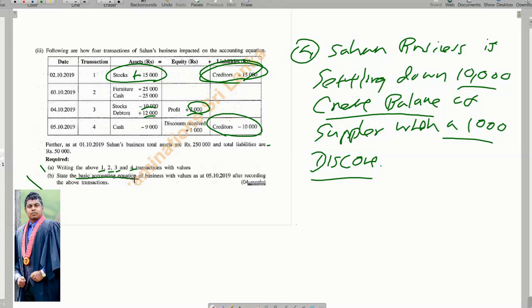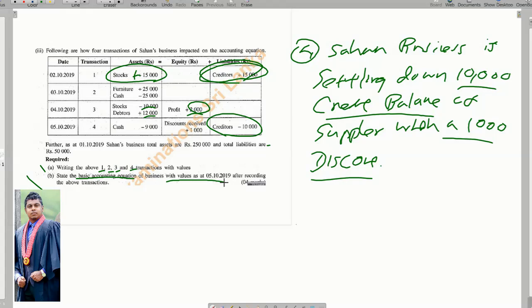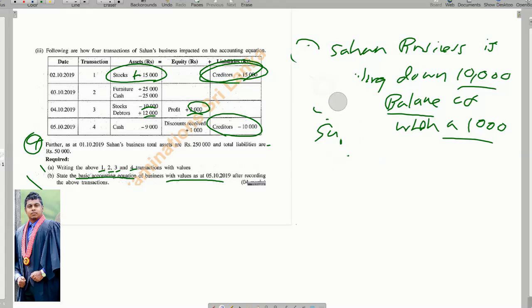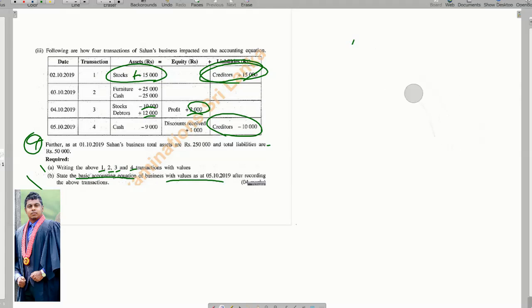And then we can move to the second part, the requirement. Under B, it says: state the basic accounting equation of the business with values as at 5th of October 2019 after recording the above transaction. Under the additional note, it says that further, as at 1st of October 2019, Sahan business total assets are given and total liabilities are given. So therefore it's very easy to calculate our figures.